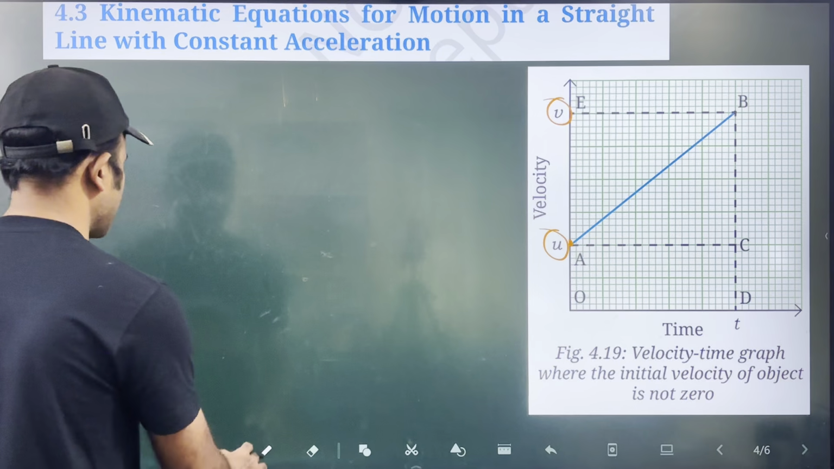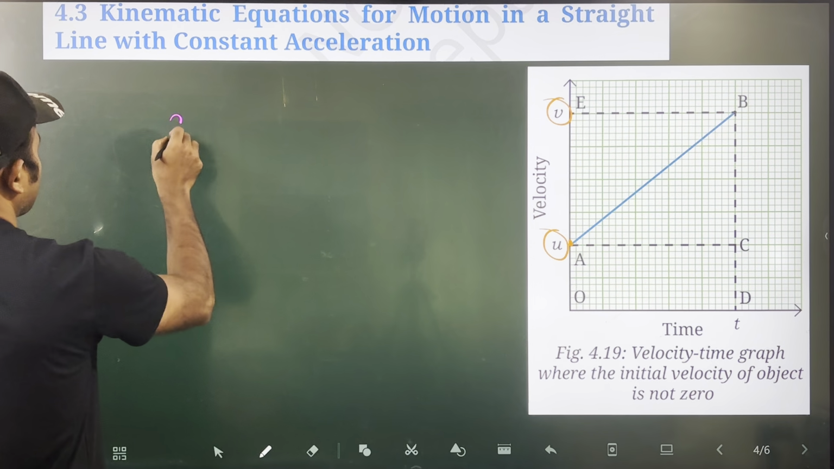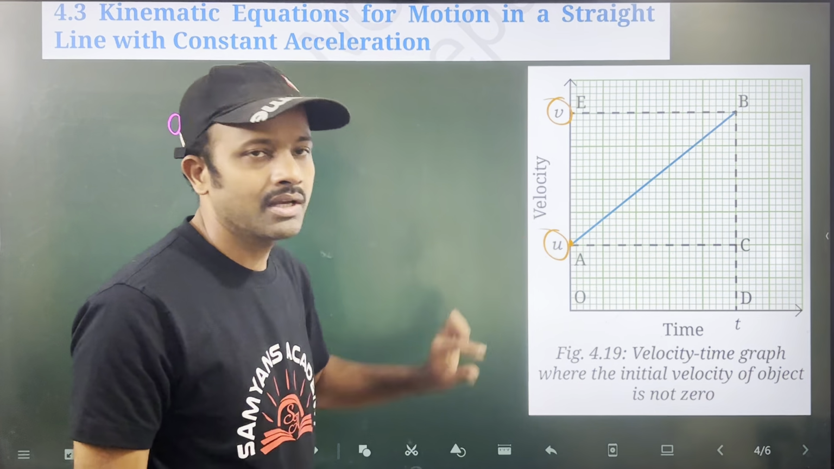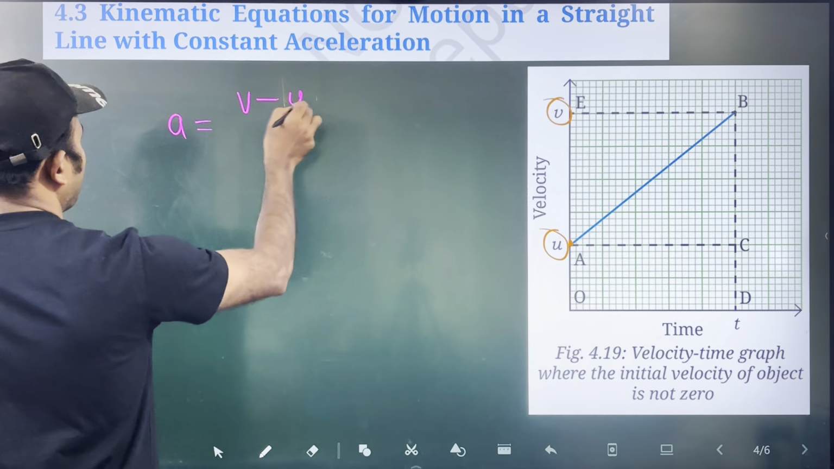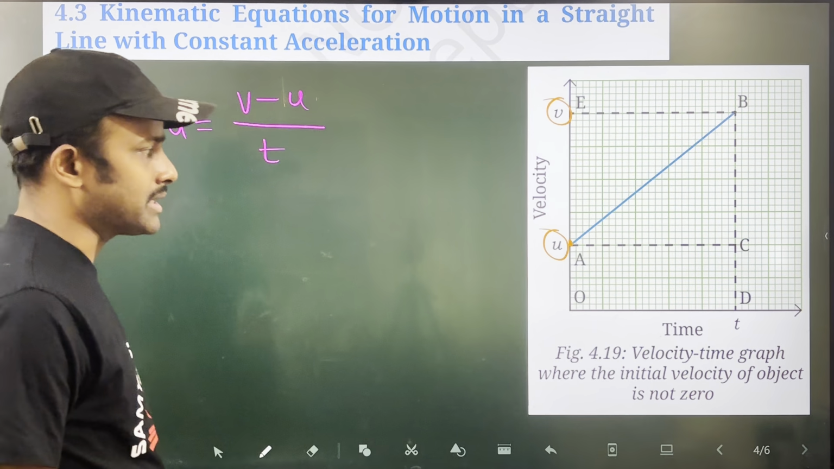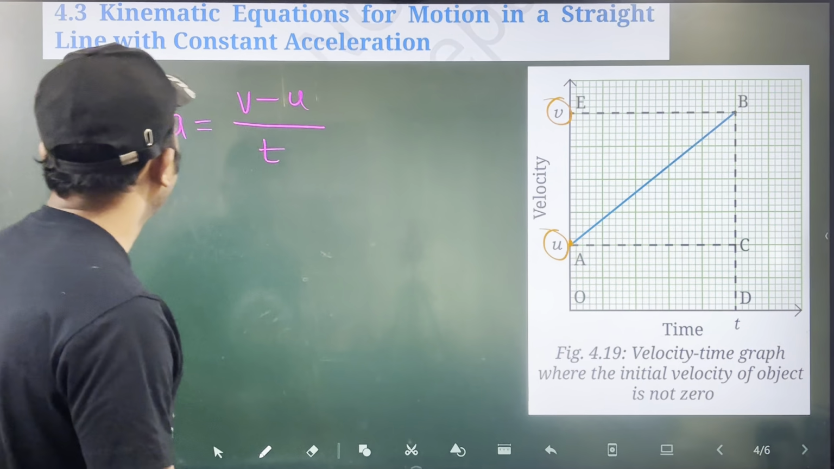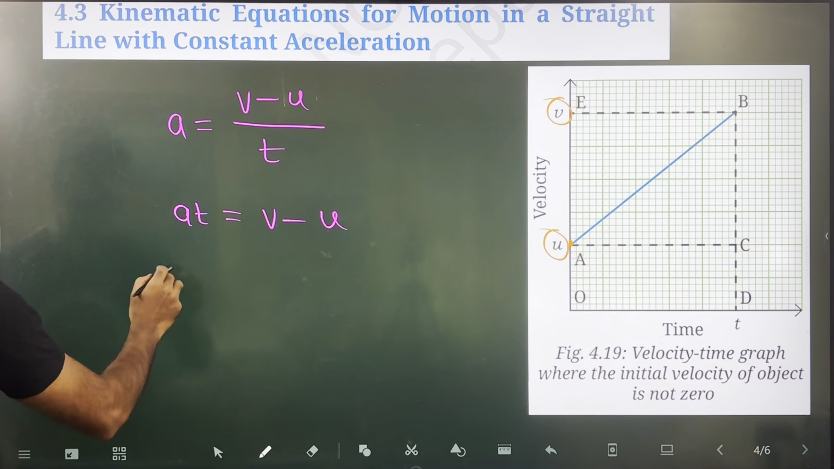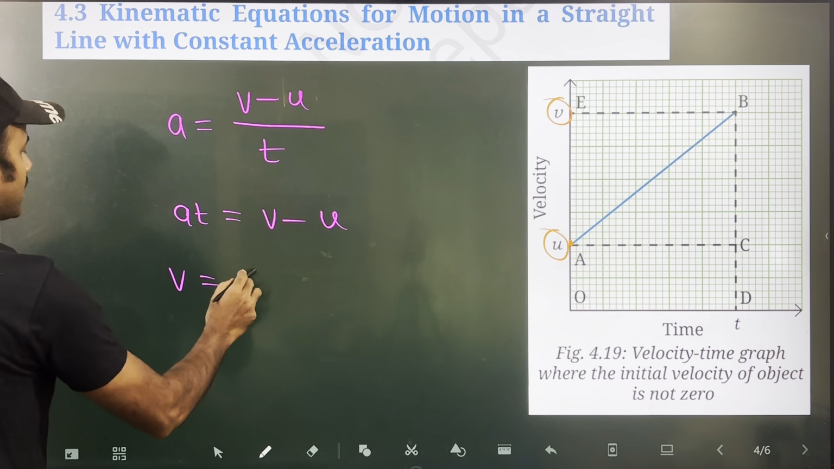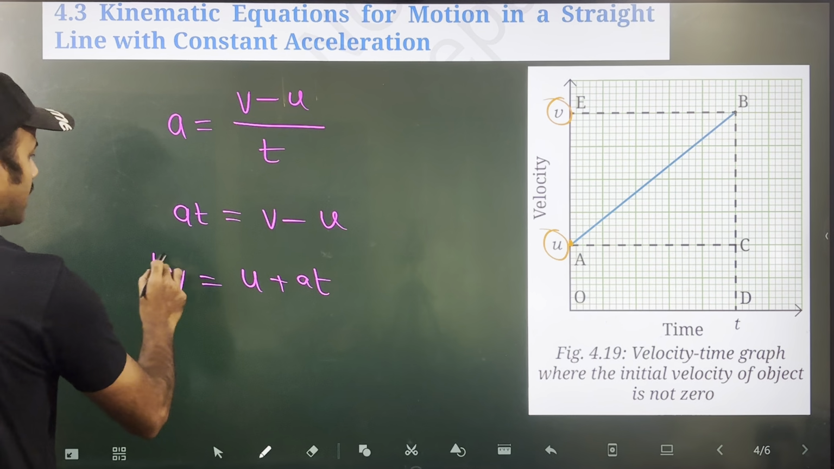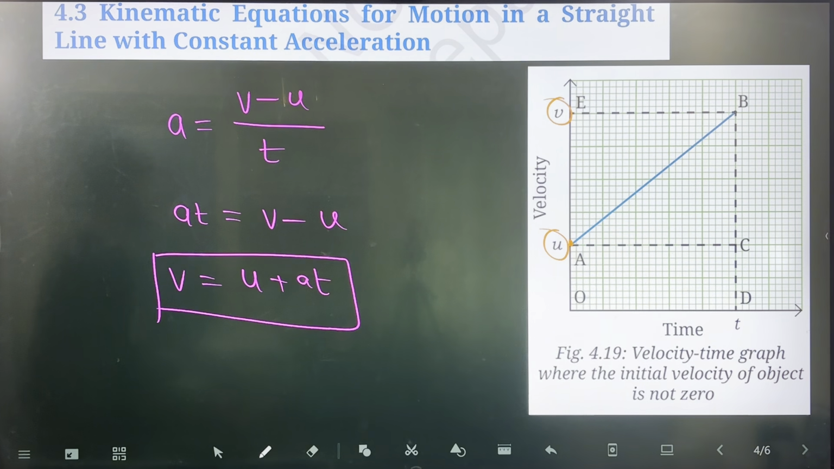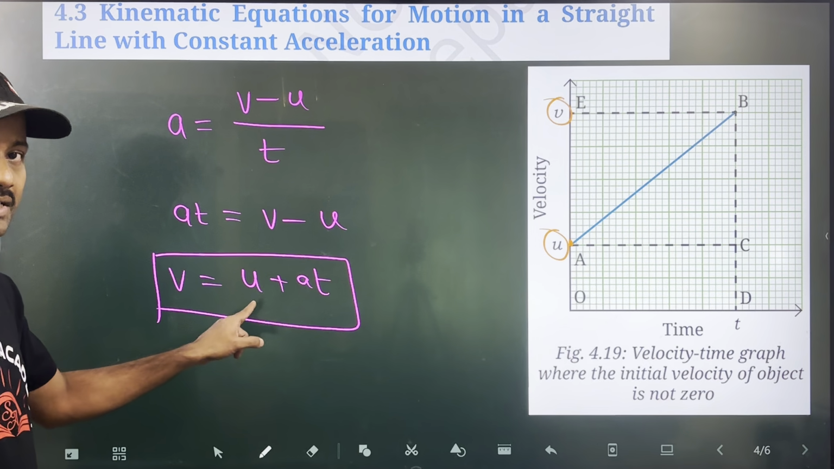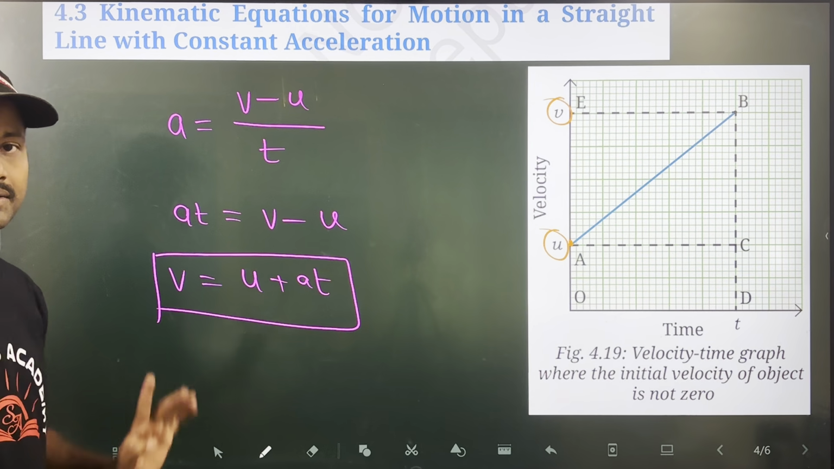Then how do you find the acceleration? According to the definition, acceleration is equal to change in velocity. Change in velocity means final velocity minus initial velocity, that is a equal to (v minus u) by time. Time is t seconds, from 0 to t. So if you take t to this side, at equal to v minus u. Minus u when you take it to this side becomes plus u, so v equal to u plus at. This is the first equation of kinematics, v equal to u plus at, where v is the final velocity, u is the initial velocity, a is the acceleration, and t is the time.